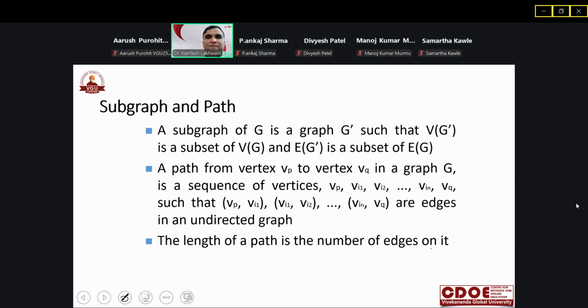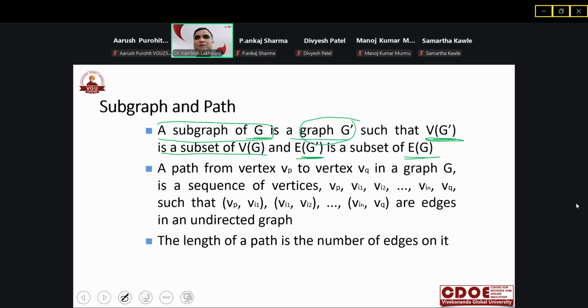Path and subgraph. A subgraph of G is a graph G dash such that V of G dash is a subset of V of G and E of G dash is a subset of E of G. That means if there is a set of vertices and a set of edges, and we make another graph by taking a few vertices and a few edges from these two sets, that kind of graph will be called a subgraph of the original graph G.